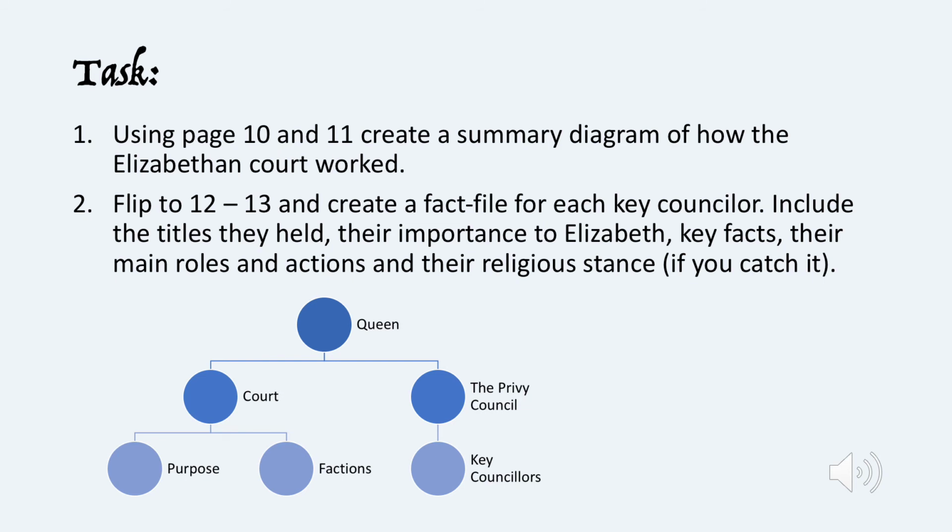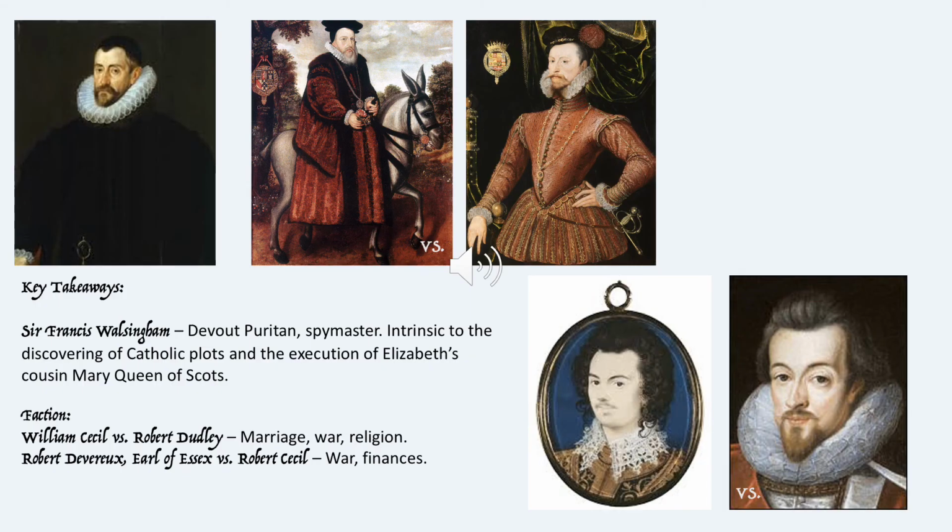Once you finish with that, I want you to flip to pages 12 to 13 and create a fact file of each key Privy Councillor. Include the titles they held, their importance to Elizabeth, key facts, their main roles, and their actions, and also their religious stance, but only if you can catch it. Please do not get stuck on a Privy Councillor if it doesn't mention his religion. That's no excuse to not do your work, okay? Okay, so all in all, that should have taken you about 15 to 20 minutes.